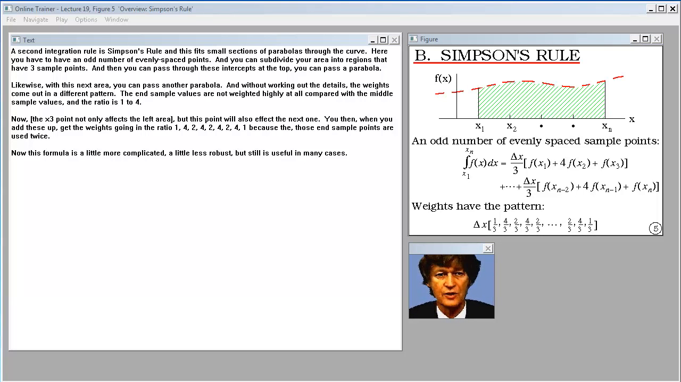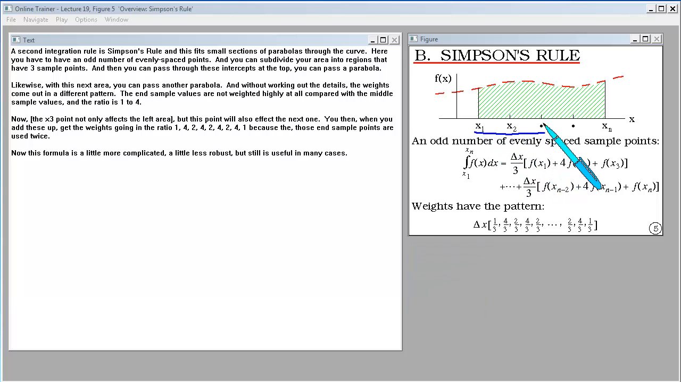A second integration rule is Simpson's rule, and this fits small sections of parabolas through the curve. Here you have to have an odd number of evenly spaced points, and you can subdivide your area into regions that have 3 sample points, and then you can pass through these intercepts at the top, you can pass a parabola. Likewise, with this next area, you can pass another parabola. And without working out the details, the weights come out in a different pattern.